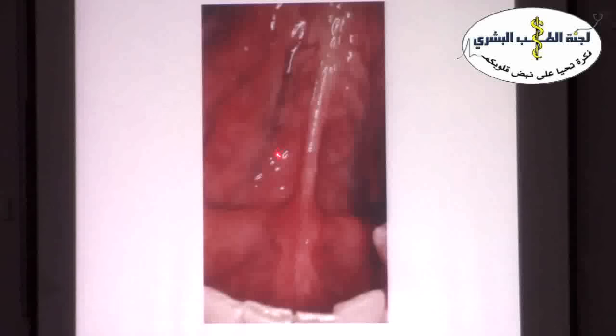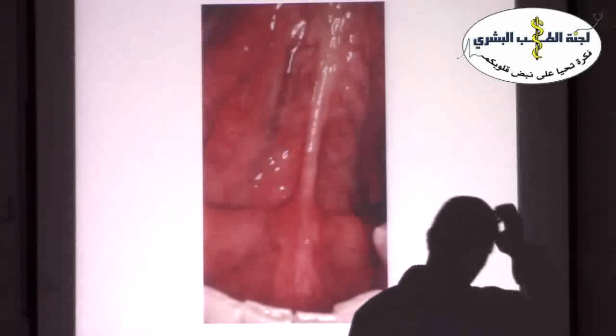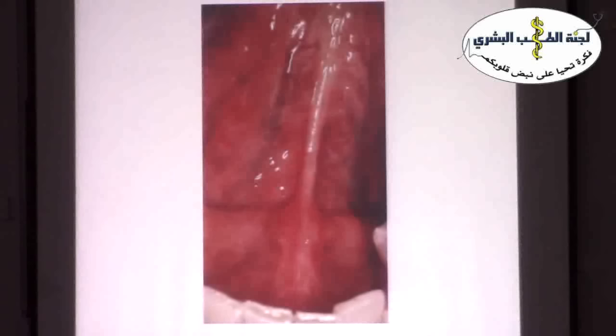In addition to this, under the tongue, you will see a fold of the mucous membrane in the midline. This fold is very important. It is the mucous membrane itself; instead of going straight, it folds and continues. This folding is important because it connects the tongue to the floor of the mouth. This is called the frenulum, the lingual frenulum.